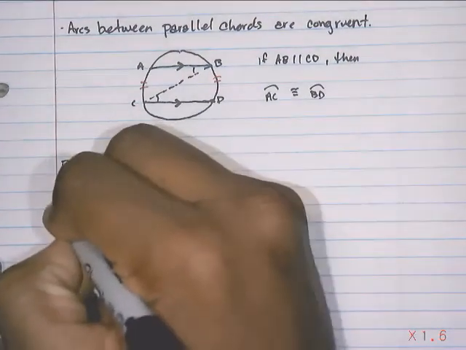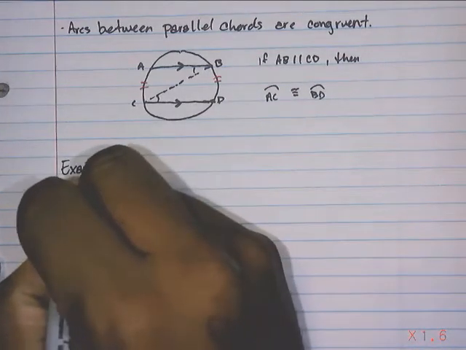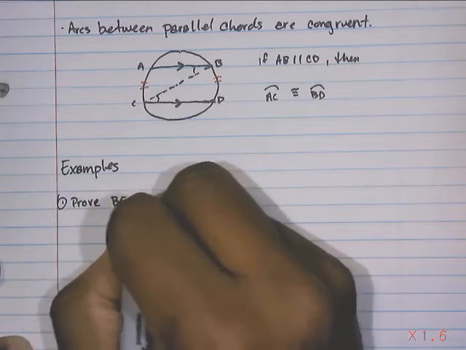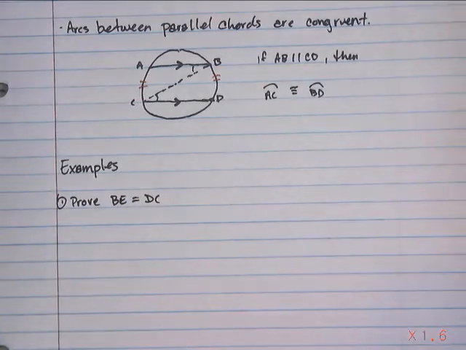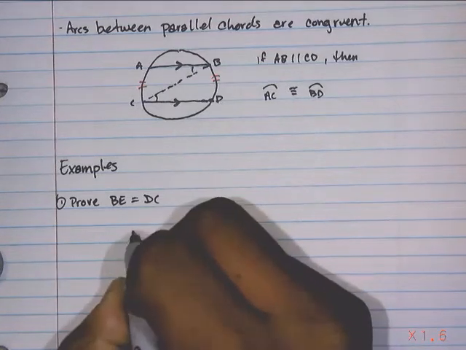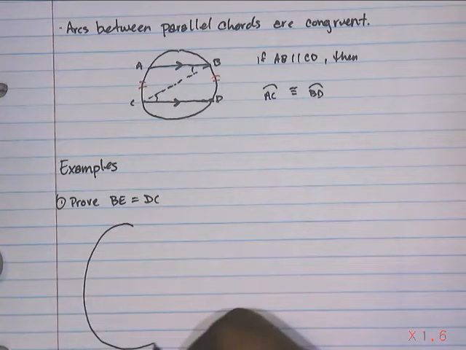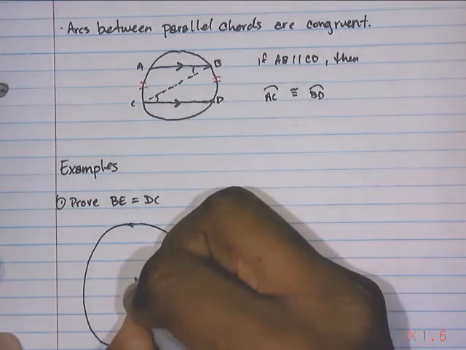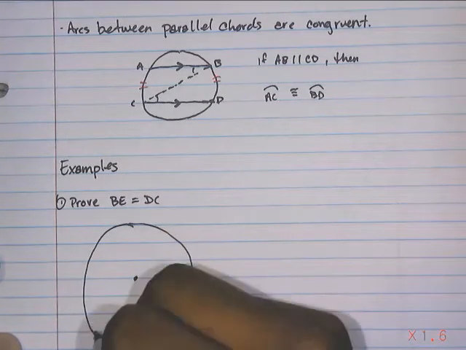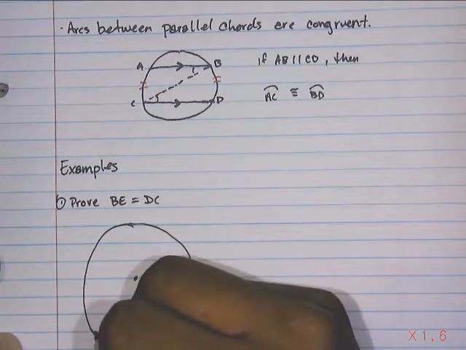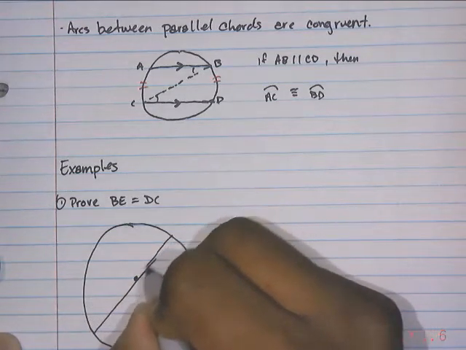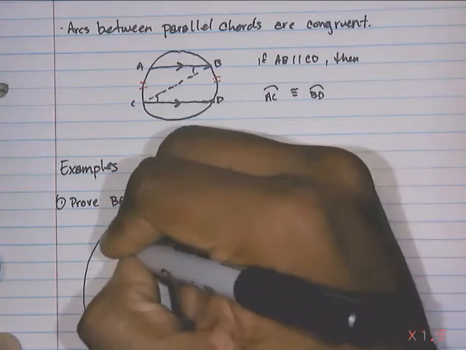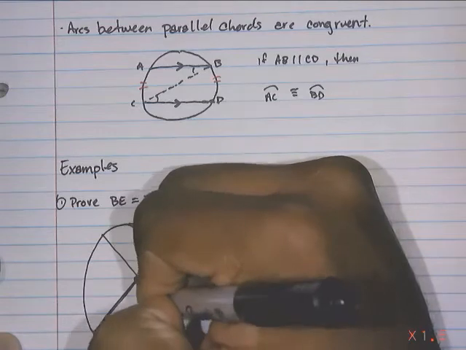For example one, it tells us to prove that BE is congruent to DC. There are some things we need in order to be able to prove that. Here we're going to draw the circle, the one that's on your worksheet. We have a center at A, and then we have two diameters going through it. Here's one of them.